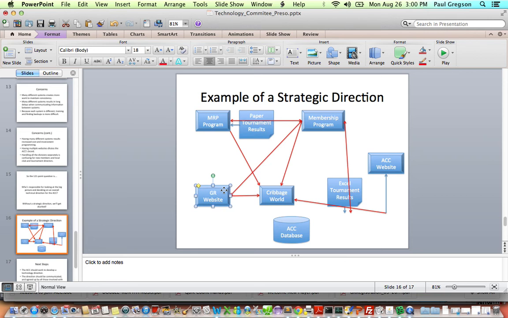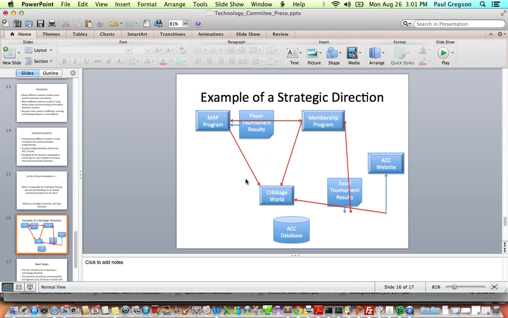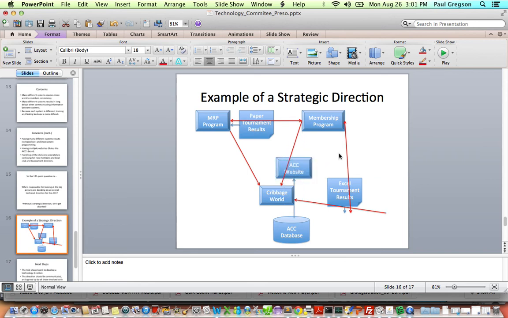at cribbage.org. So we're going to go ahead and get rid of the grassroots site altogether. We're going to work towards that, and we want to centralize everything on the ACC website. So I'll put that here.